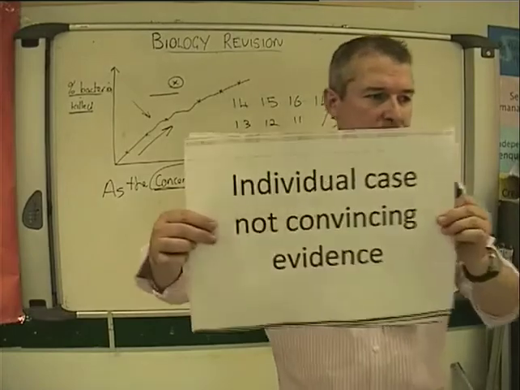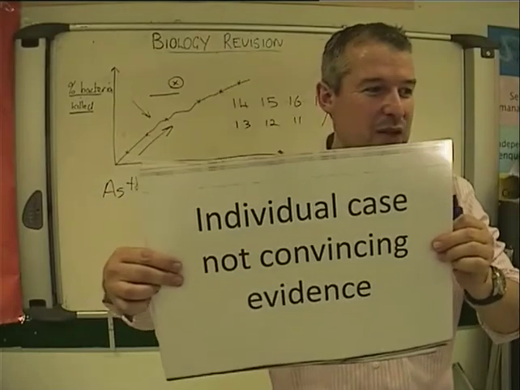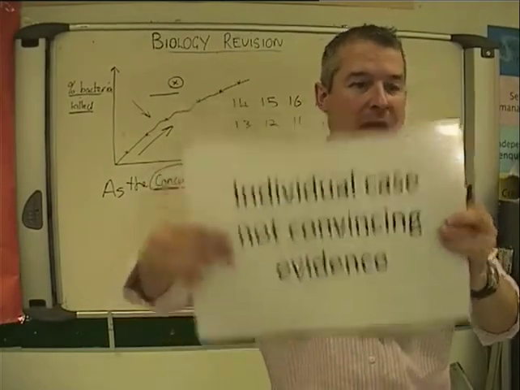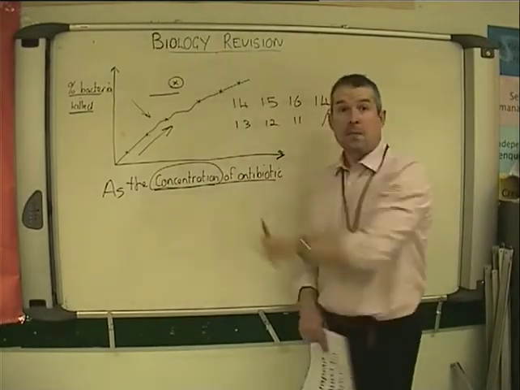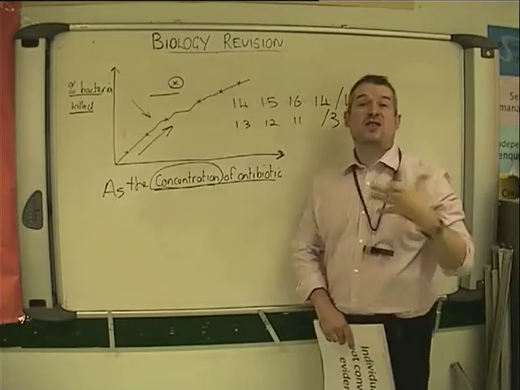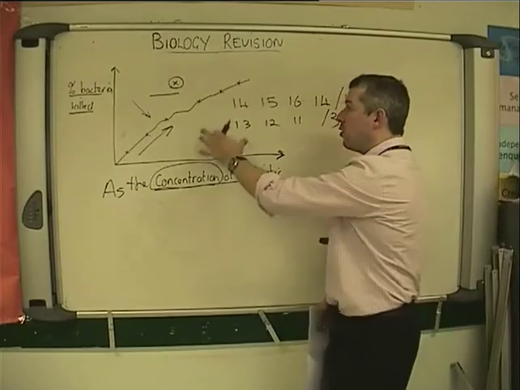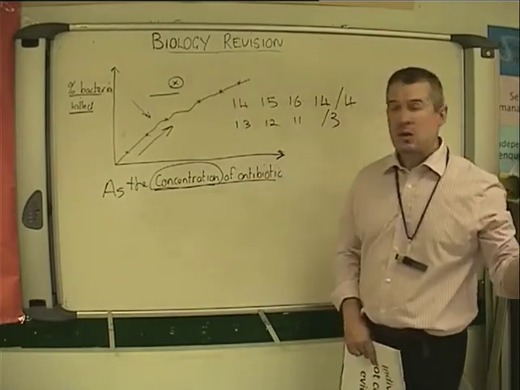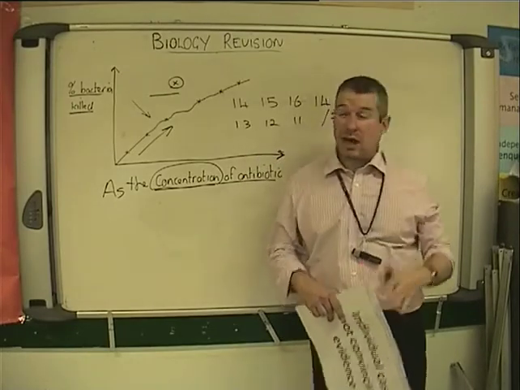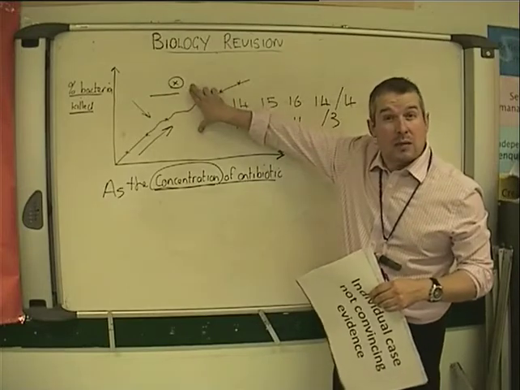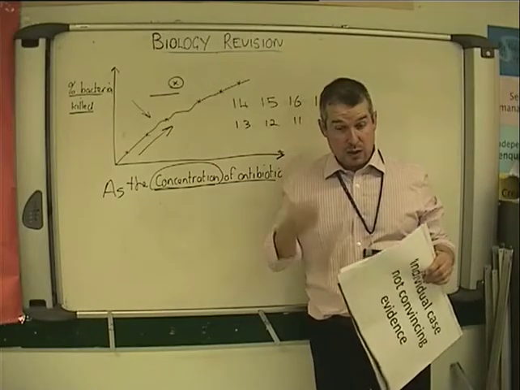Now, this is a bit of a complicated one. You see that? Individual case not giving convincing evidence. What this means is, if you have a study, and you're asked, does this study provide sufficient evidence to make a conclusion, we could possibly say no, because we're only looking at one individual case, one individual scientific experiment. To make the results more reliable, we'd have to repeat this individual experiment, wouldn't we? And preferably different scientists actually repeating it in the first place. Okay? And that's what I mean there.